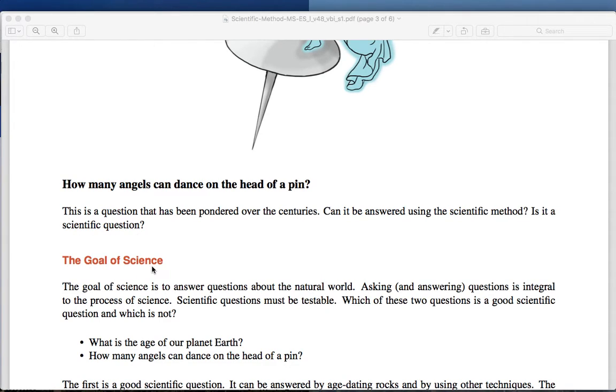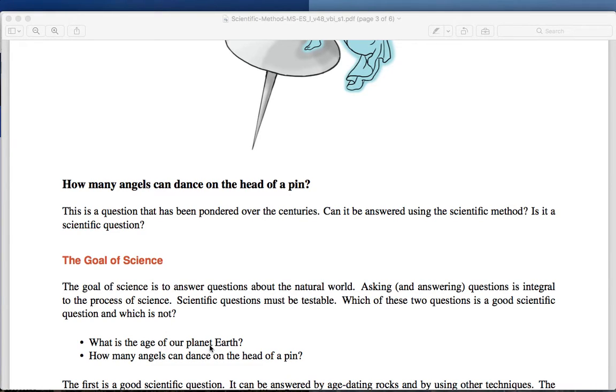The goal of science. The goal of science is to answer questions about the natural world. Asking and answering questions is integral to the process of science. Scientific questions must be testable. Which of these two questions is a good scientific question and which is not?